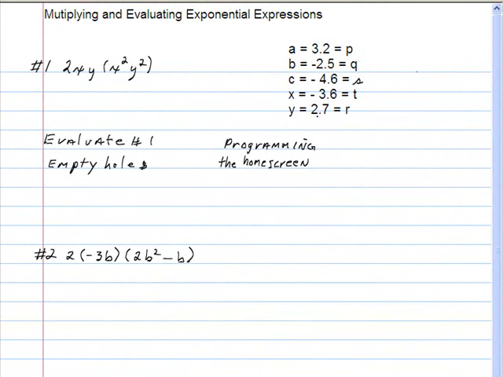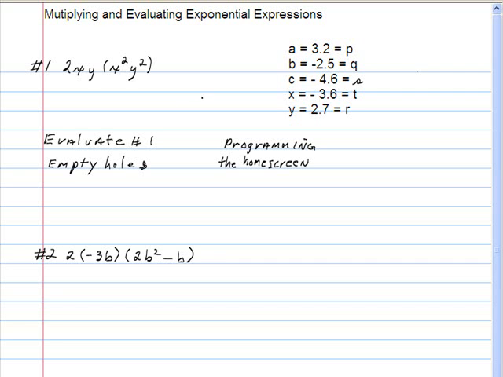Over here on the right, I've given you a list of variables with values for the variables. I'm just repeating them because it's really not important what the variable name is. So both A and P, for instance, if A shows up in an expression or P, I'll use 3.2 for that value. If B or Q shows up, I'll use negative 2.5 for that value, etc. Let's go ahead and start with the first example.